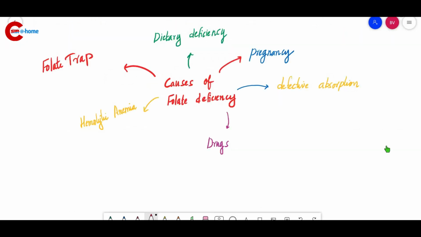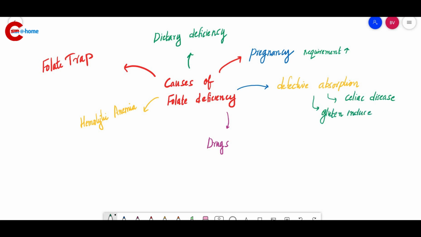Now we can study what causes folate deficiency. Folate deficiency is very common during pregnancy. Why? The requirement is increased. Then defective absorption. Folic acid is not absorbed properly. You know, for the absorption of folic acid, vitamin C is needed. For example, in celiac disease and gluten-induced enteropathy, this folic acid is not absorbed. Okay, the absorption is impaired.